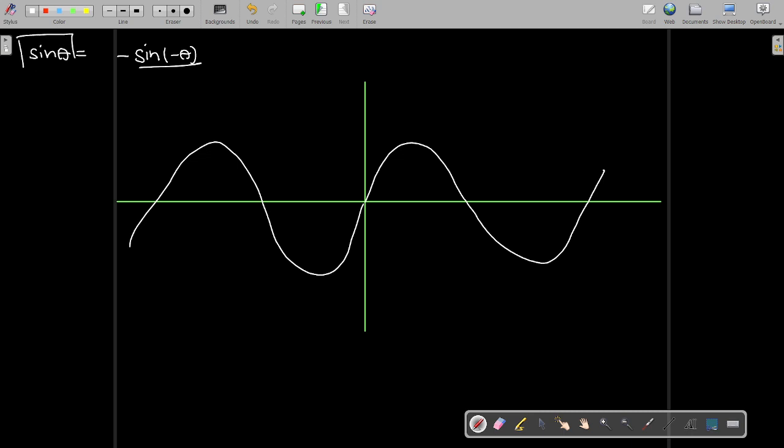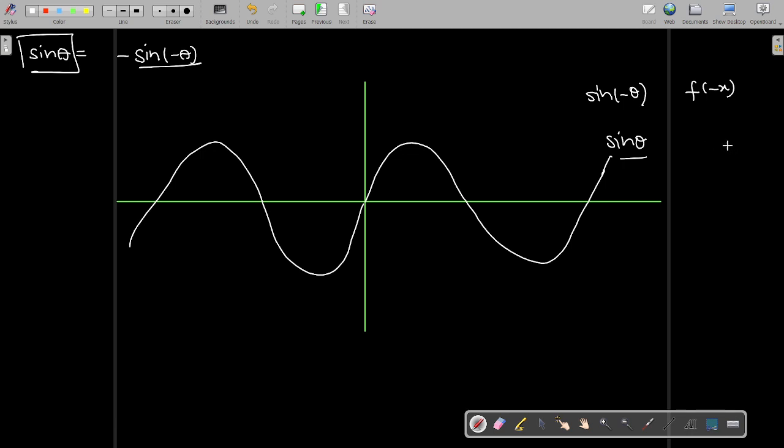You already know the graph of sine, right? This is the graph of sine theta. Now, what is the graph of sine of minus theta? So it's like f of x is given to you. You have to draw f of minus x. How do you draw that? Wherever it's up, it's down. Whenever it's down, it's up. It's the inverse.